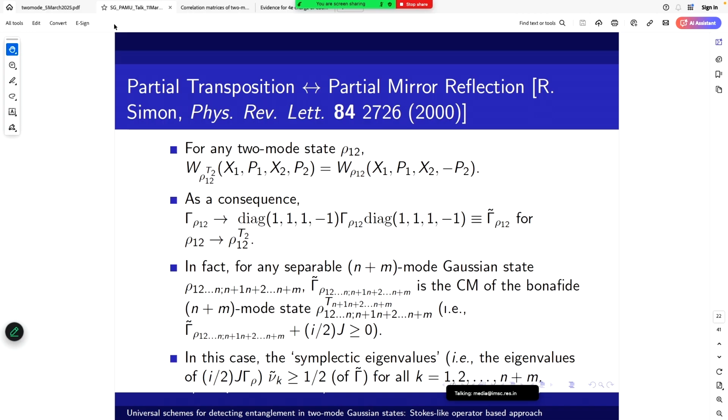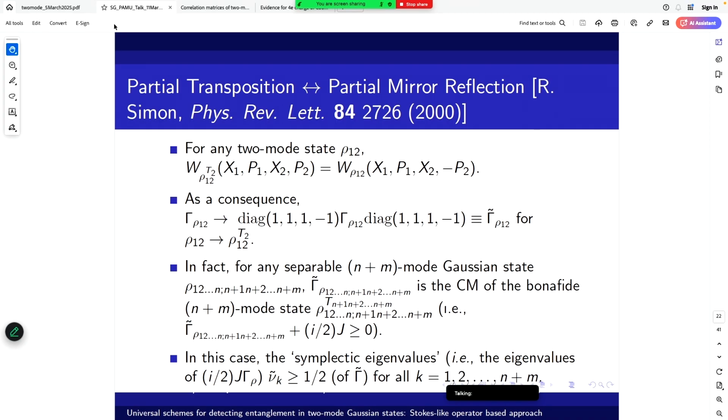Now, the separability issue. We have already discussed that at the Wigner function level, not just for Gaussian states but for any 2 mode state, partial transposition will take this Wigner function into this one. This is the relation, and the corresponding change in the covariance matrix is this: you multiply the covariance matrix before and after by this diagonal matrix.